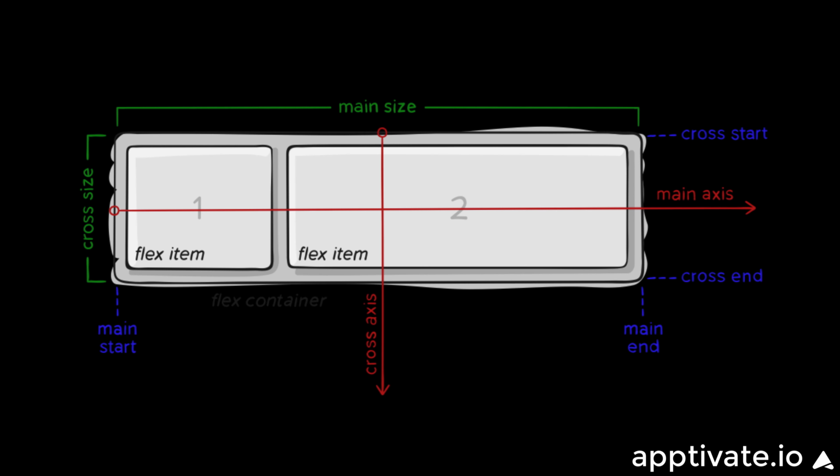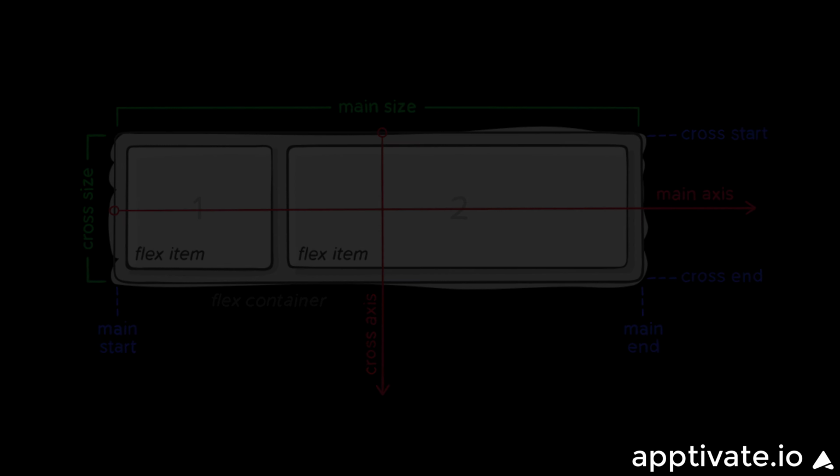The main axis of a flex container is the axis along which the flex children are laid out. The picture here shows the main axis for a parent that has flex direction as row. The axis perpendicular to the main axis is the cross axis.